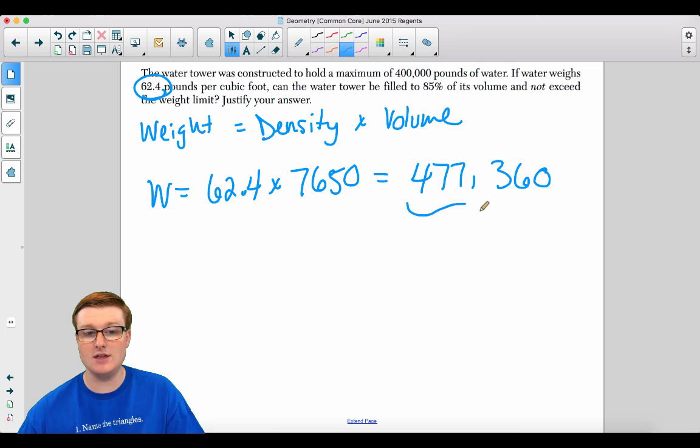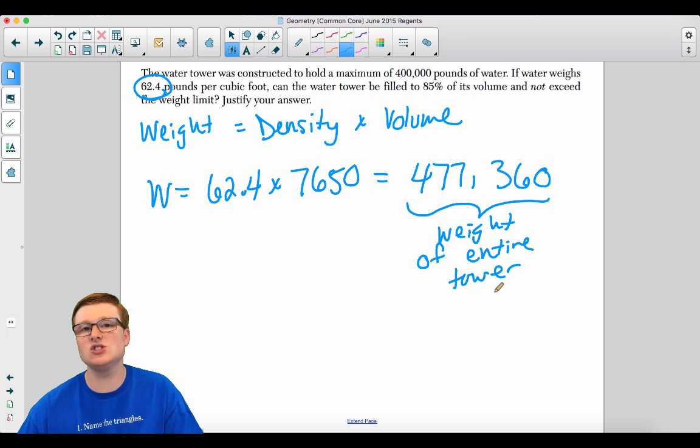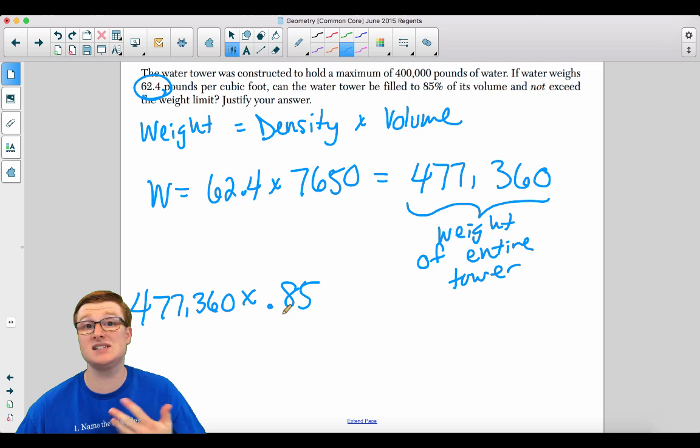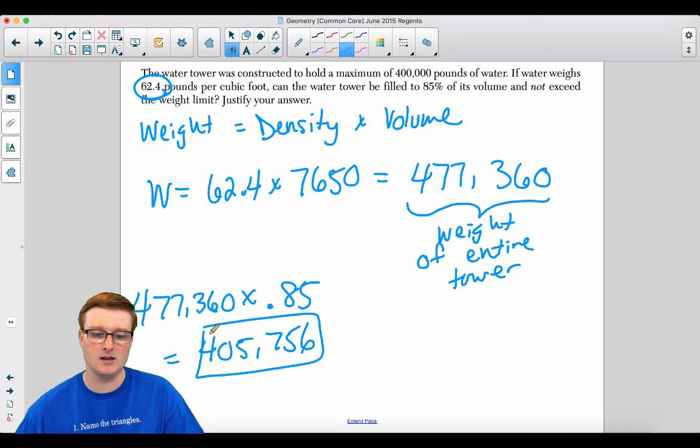Pounds. So this right here is the weight of the water of the whole tower when it's filled. It says here, can it be filled 85% of its volume? Well, if we take this number, 477,360, and multiply it by 85%, which is the same thing as 0.85, you have to express it as a decimal, and you learned that last year in Algebra 1. That will equal 405,756. Oh, that stinks, because that does exceed 400,000.